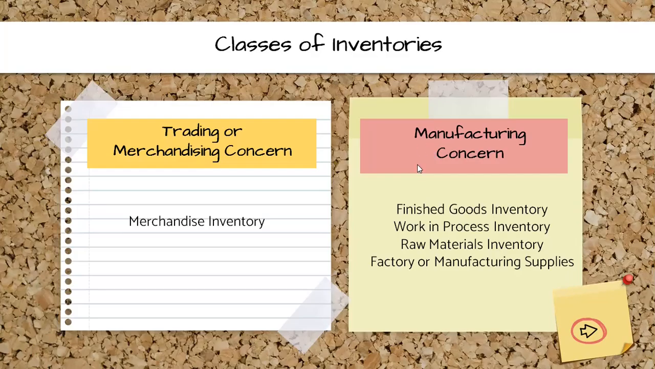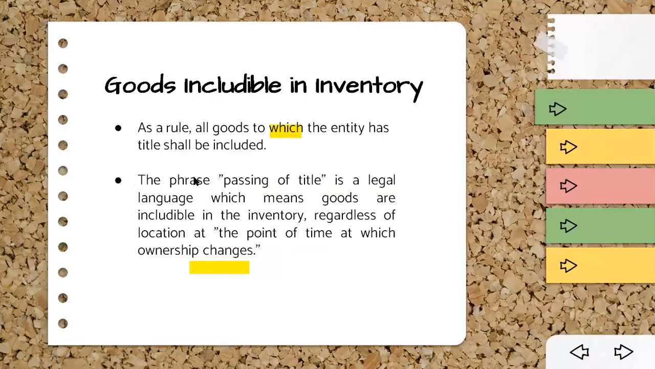To go back, when we say manufacturing concern, of course we know that the nature of its business is that it buys raw materials and then converts them into finished goods. So there is what we call alteration. There is still a process to be made so that your raw materials will become finished goods ready for sale.